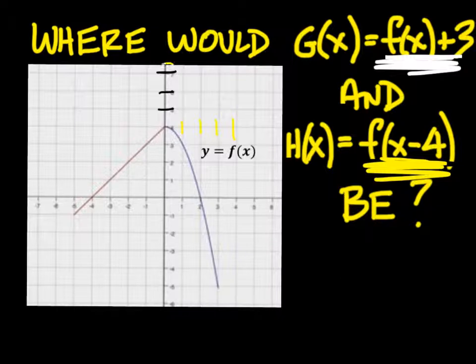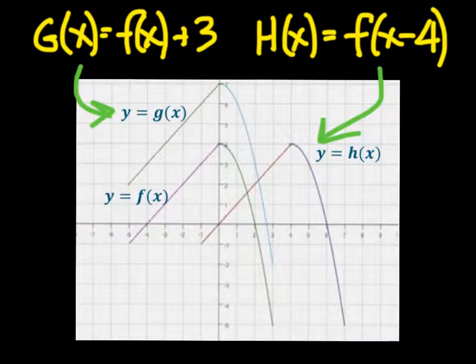Now keep these points in mind, this one and this one, and we'll take a look and see if we got it right. There they are. It was moved up 3 to get this, and moved to the right 4 to get that. And we didn't even need to know how the functions were created. All we had to know was how to move them around the screen.